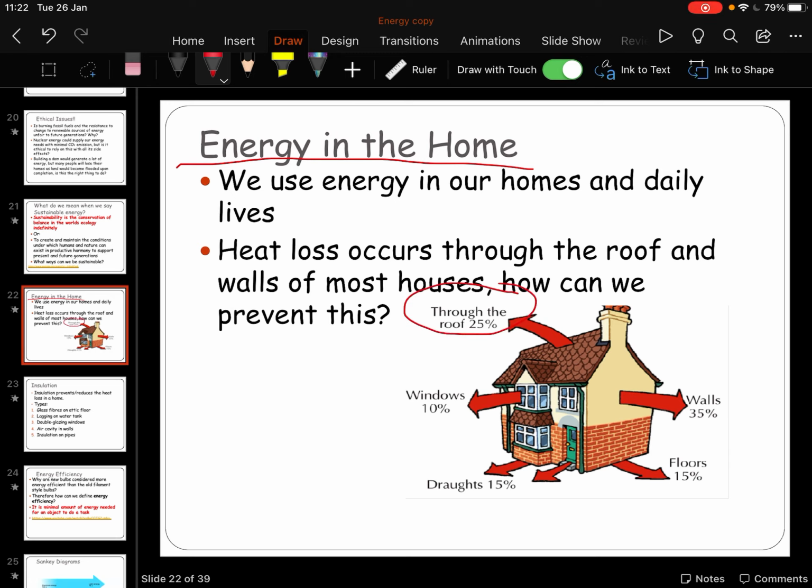Your roof loses 25%, 10% usually the windows. The walls lose about 35%. The floors 15%, and then other drafts, draft under the door, etc. Open windows, etc. All right, so that's where you lose most of it. So now insulation will try and reduce this as much as possible.